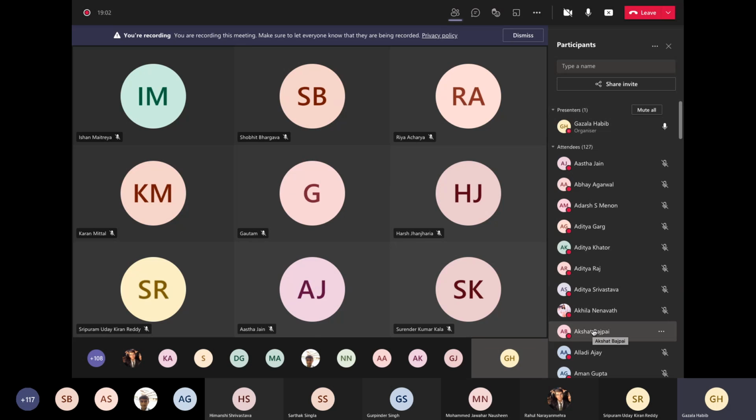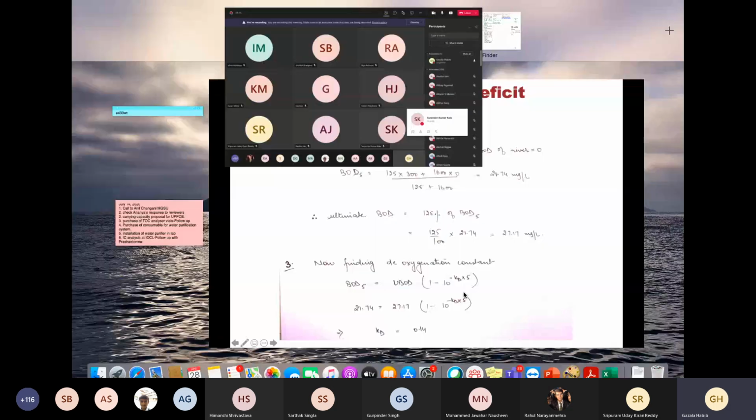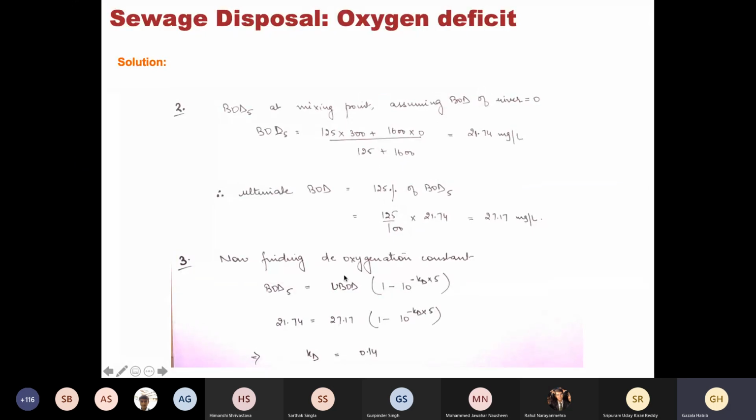1, 2, 3, 4, 5, 6, 7, 8, 9, 10. Oh, 10 examples are given. Let me take photos of these and upload them, at least this much, so it will be easy for you if you don't have the book.